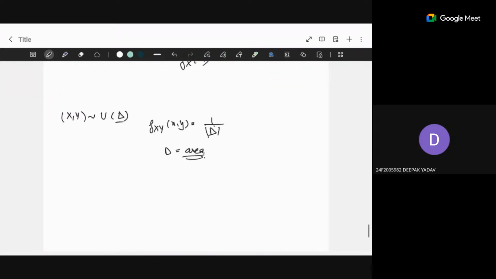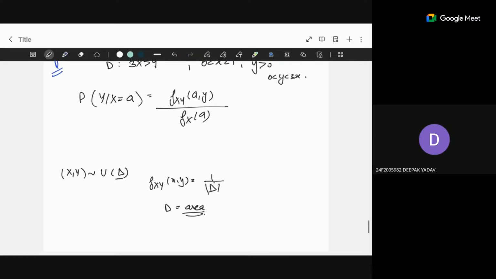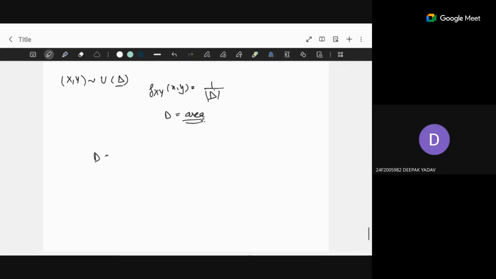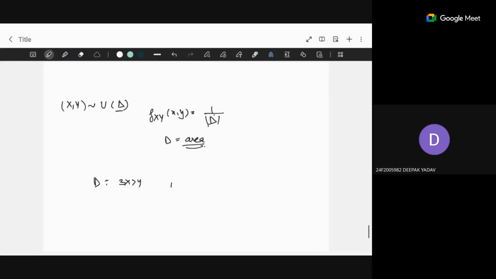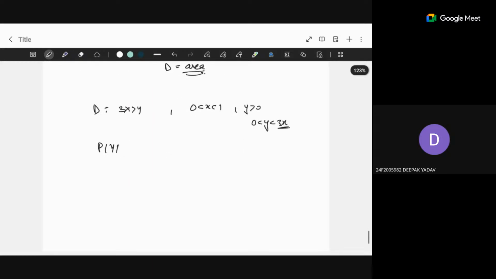Yes. Okay, so that is the same thing. If I see here, my D is actually what? 3x greater than y, and my limits of x is going from 0 to 1, and my y is greater than 0. So basically, I can write it as from 0 to 3x because my y is less than 3x. That means the upper limit of y is till 3x. Yes or no? Okay. So now I need to find out the probability of y given x equals a, right?